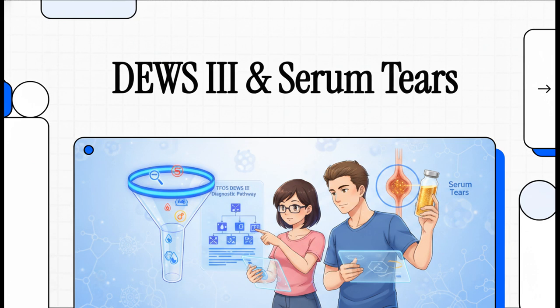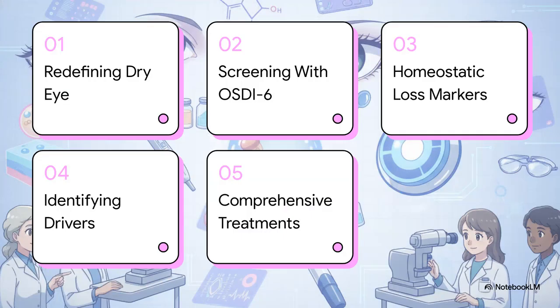We're going to take you step by step through this newly updated diagnostic funnel, straight into the most effective, comprehensive treatment strategies available today. Okay, let's dive right in. Here's our roadmap. We'll start broad by redefining the disease, move on through screening with the OSDI-6, identify those key markers of homeostatic loss, blueprint the autonomous disease drivers, and finally arrive at comprehensive treatment approaches.